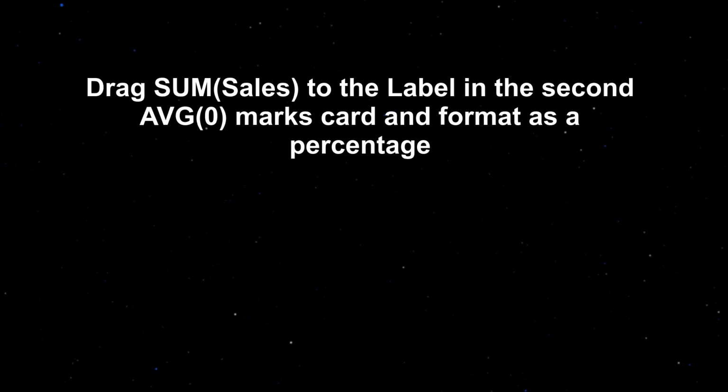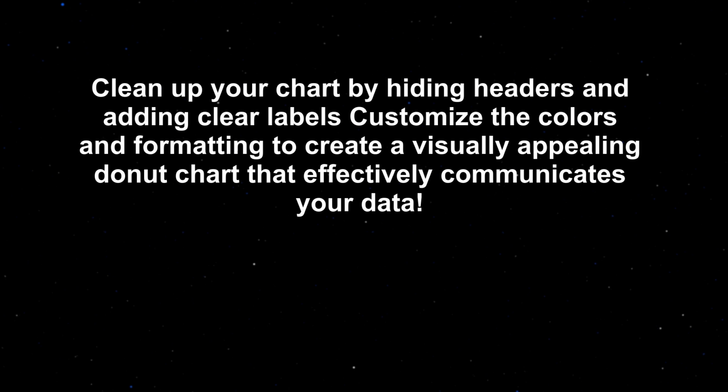Drag some sales to the label in the second AVG(0) marks card and format as a percentage. Clean up your chart by hiding headers and adding clear labels. Customize the colors and formatting to create a visually appealing donut chart that effectively communicates your data.